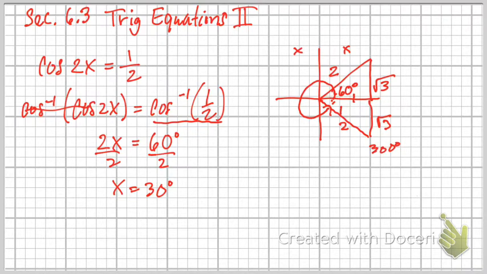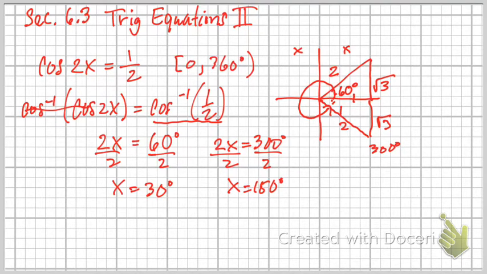So then again, not only is this 2x going to equal 60 degrees, but that 2x is also going to equal 300 degrees. And then when I divide that by 2 and divide that by 2, x is going to equal 150 degrees. Now that's 2 of our answers, and there's actually more than that because this tells me to find all the answers from 0 to 360. So let's find the other ones now.